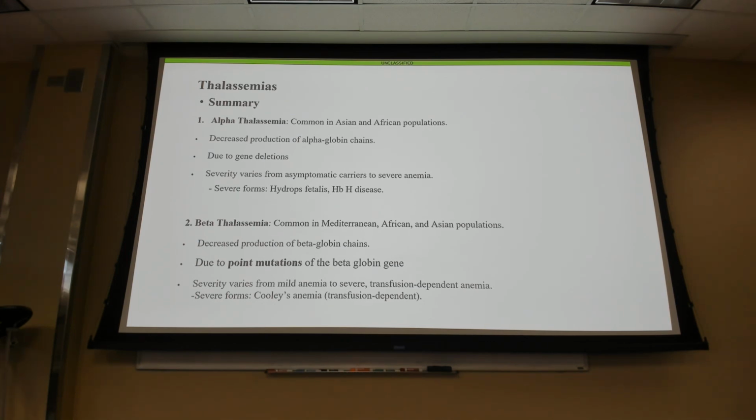Thank you. Yes, ma'am. And beta thal, certain populations, point mutations, right? The more severe one, the transfusion dependent, the Cooley's anemia. That one too, because they require a lot of transfusions, a lot of times, those are the ones that end up with the iron overload.